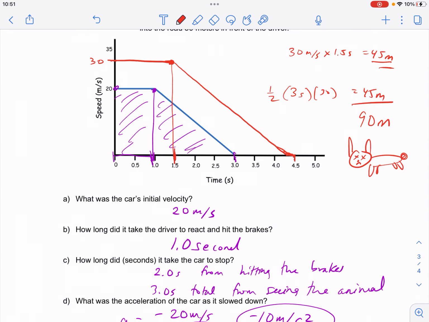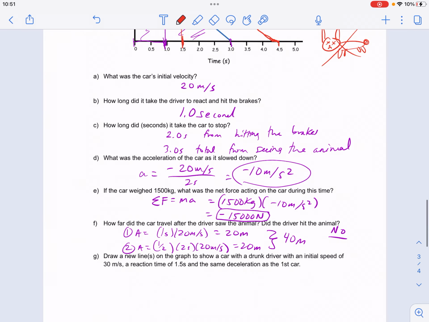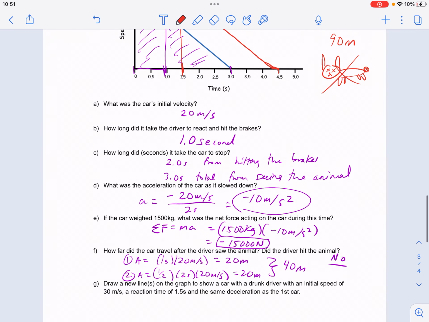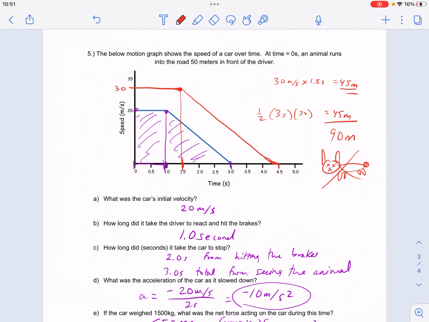Okay, they're not happy. So yeah, things like drinking or being tired or being on your phone are going to give you additional reaction time, and they're going to make it slower and harder for you to actually stop than compared to someone who's paying attention and following the rules.